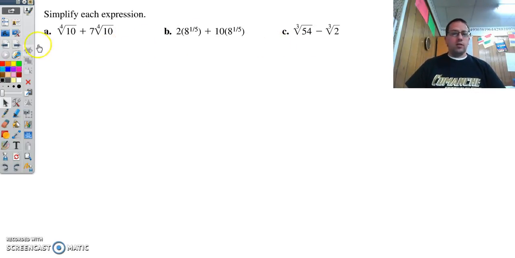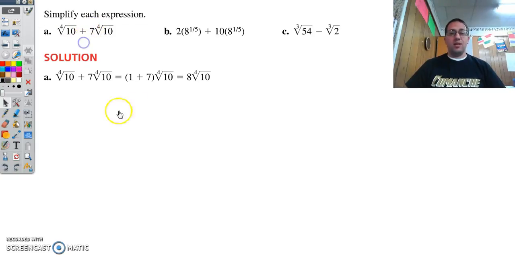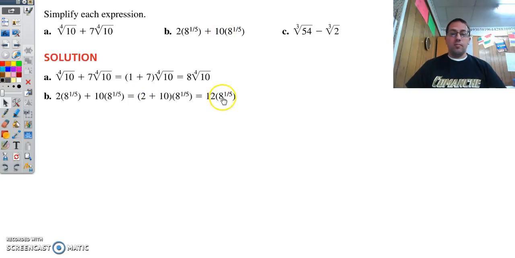So here we go. These are a lot easier. Not a big deal. I have 4th root of 10 plus 7 4th roots of 10. Well, notice our radical is exactly the same both times. I have 1 here and I've got 7 there. We just add them up and that would be 8 4th roots of 10. That's all that is. Same thing here. We have 2 times 8 to the 1/5 plus 10 times 8 to the 1/5. So that would be, well, 2 of them, and there's 10 more of them, so that's 12 times 8 to the 1/5. Not a big deal.